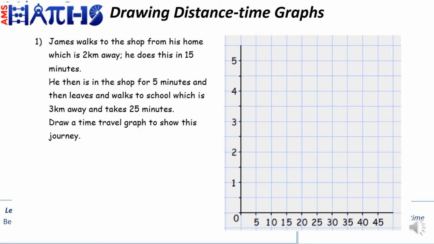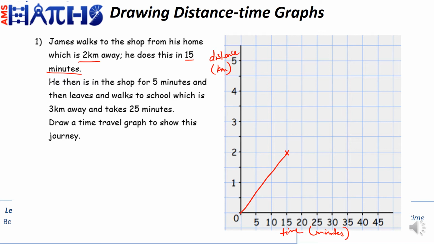Let's label the axes. So we have distance here, which is in kilometers, and time, which is in minutes. Now it says James walks to the shop from his home, which is 2 kilometers away, over 15 minutes. So from the 0 mark, go to 15 minutes and then go up to 2 kilometers. And that's where he would end up on his walk to the shop. And we connect those 2 points.